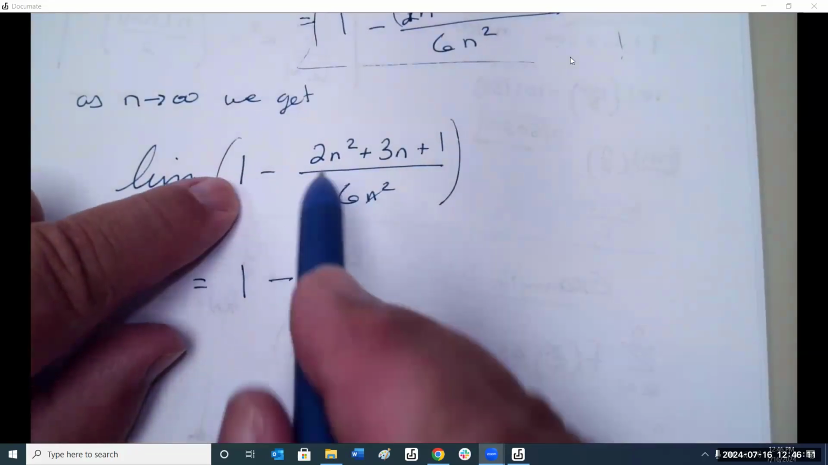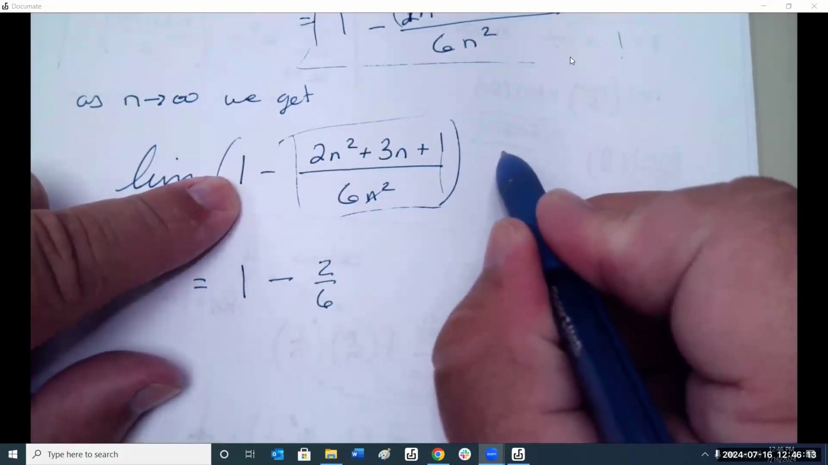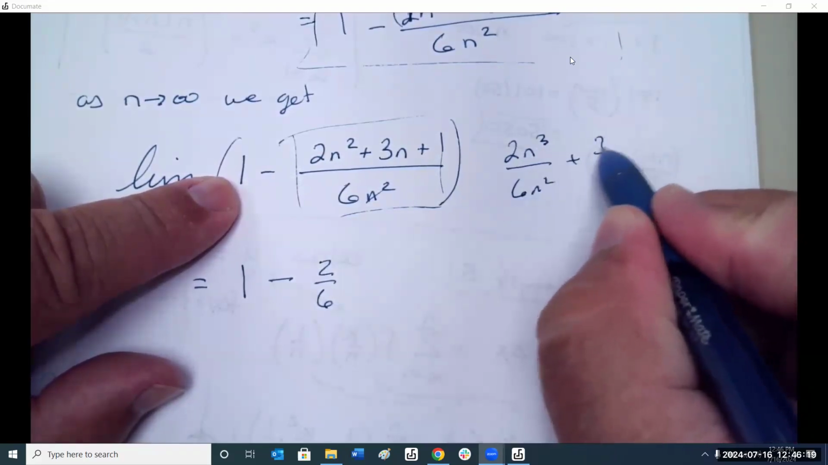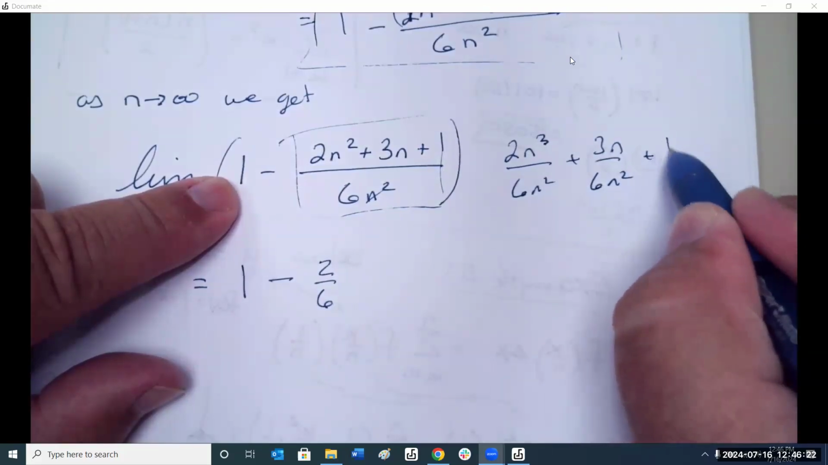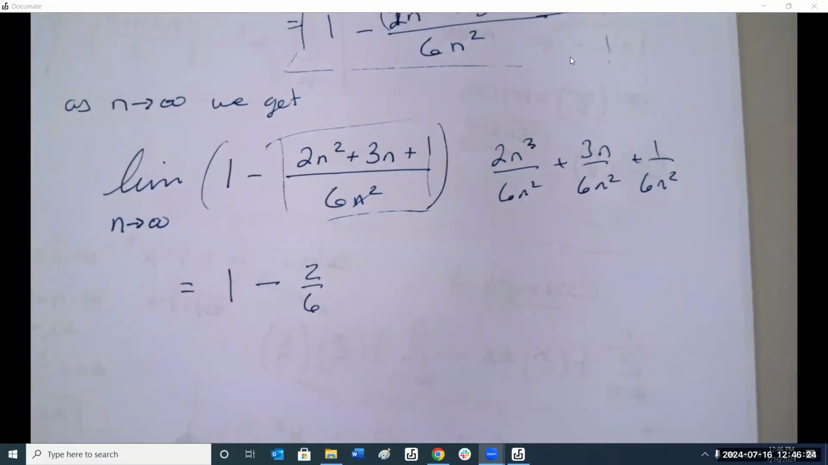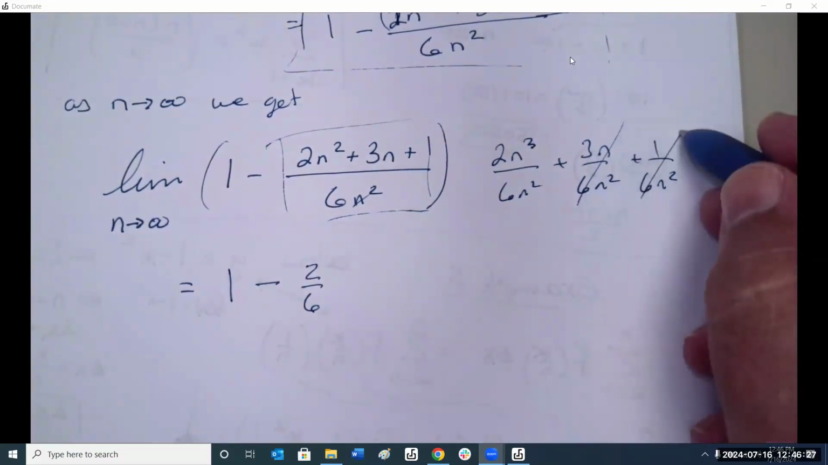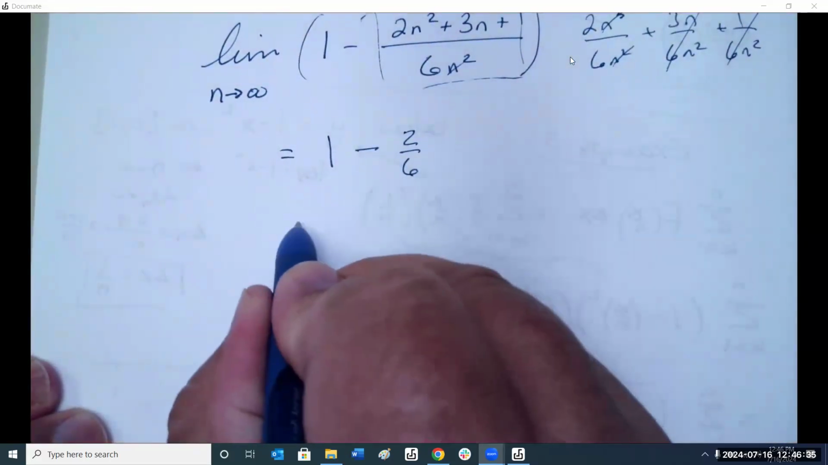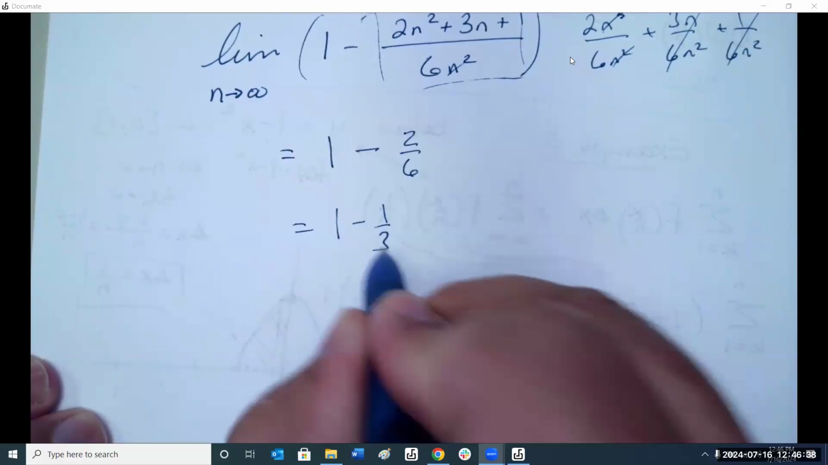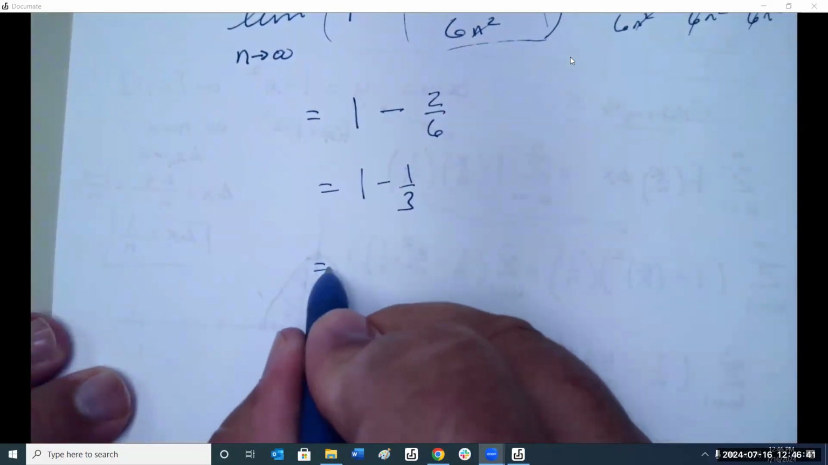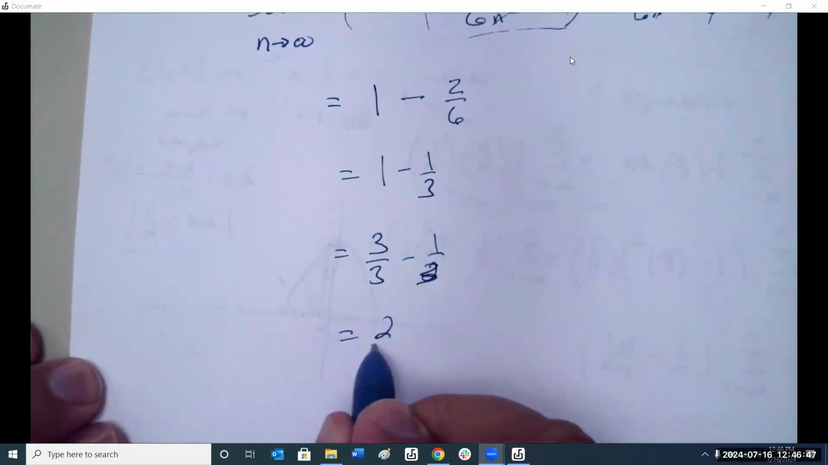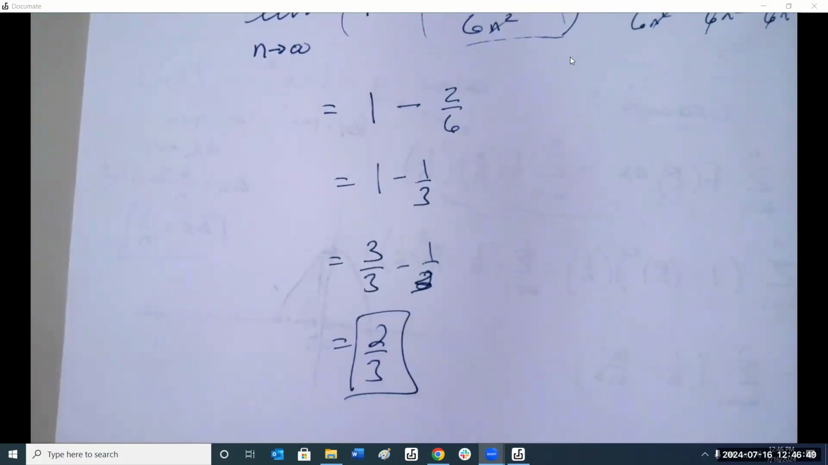Because this part here, we can expand it to 2n squared over 6n squared plus 3n over 6n squared plus 1 over 6n squared. As n goes to infinity, these have more on the bottom, so they go to 0. These cancel, so we have 2 over 6, which makes it 1 minus 1/3. 3 over 3 minus 1 over 3 is 2 over 3. That is the area under the curve.